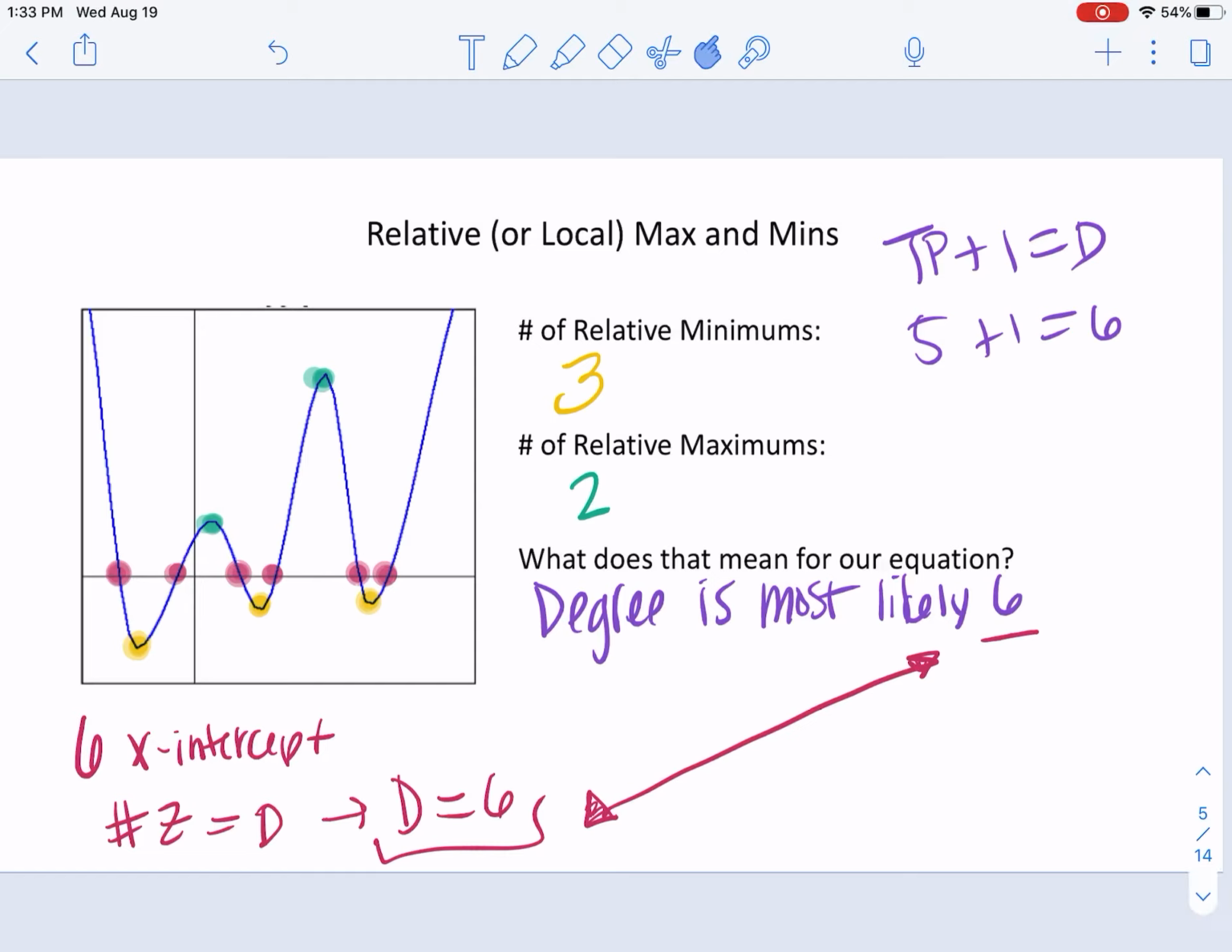The next 2 or 3 slides, actually 4, I think, is still going to be talking about degree, but also its leading coefficient and how this stuff is related to end behavior. So on the next few slides, we are going to be talking about the ends.